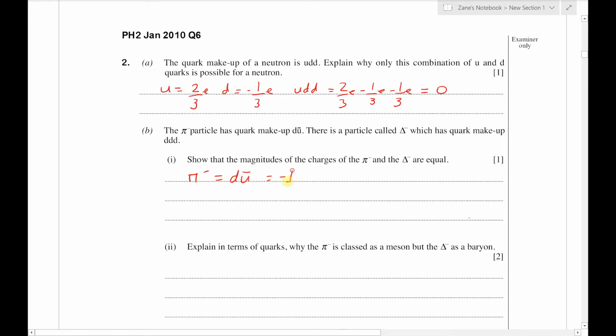Down is minus 1/3 e. Up is 2/3 e, so anti-up is minus 2/3 e. So altogether we've got minus 3/3 or minus 1 e. The delta minus, down, down, down, is minus 1/3 e, minus another 1/3 e, minus another 1/3 e, again giving us a total of minus 1 e. So the charges are the same.